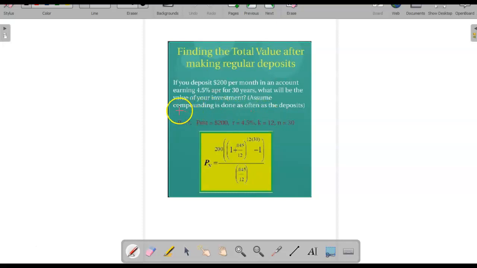So our total value of our investment, this P is unknown. We have 200 for the payments, 4.5% for the rate, and K is equal to 12 and N is equal to 30. So I want to talk about the TVM Solver, and I'll show you that.